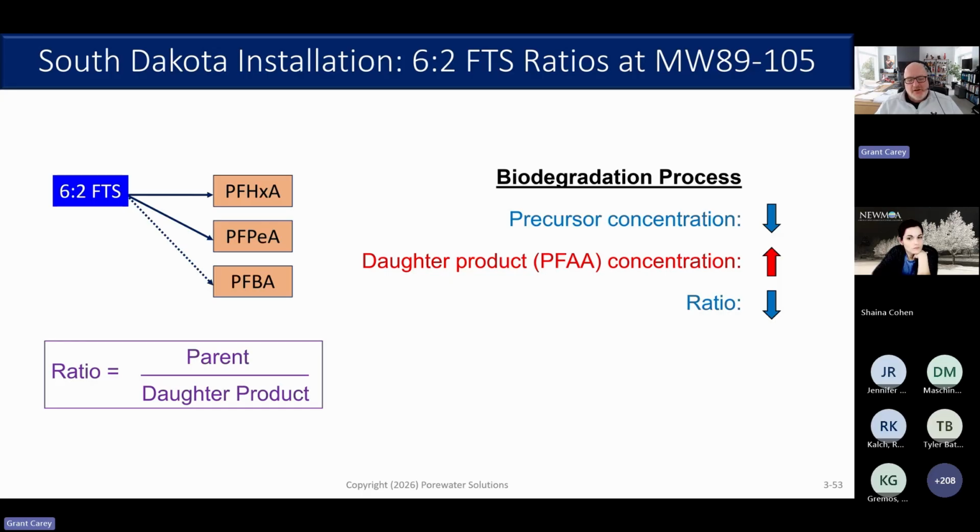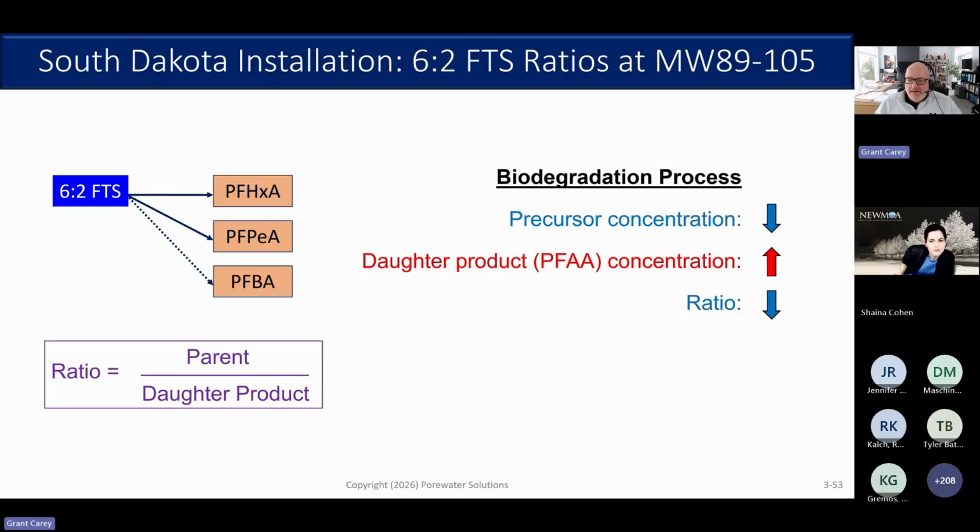So we looked at the ratio of the parent concentration, 6:2 FTS in this case, over one of the daughter product concentrations, let's say PFHxA. And if you look on the right, when biodegradation is occurring, that precursor, the parent species, is biodegrading, so its concentration goes down. The daughter product, like PFHxA, is going up because it's getting produced. So the ratio will go down when biodegradation is occurring.